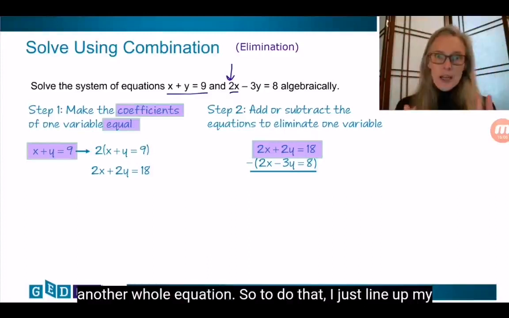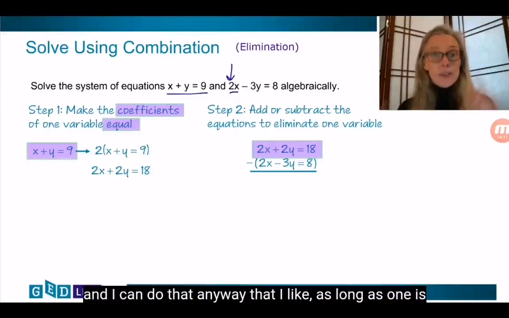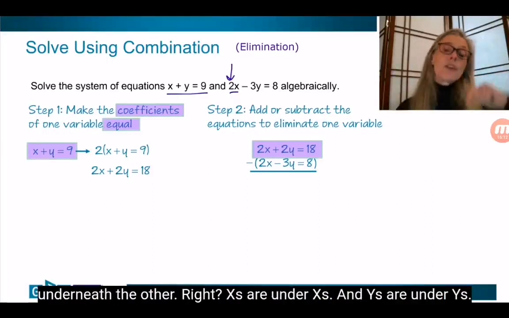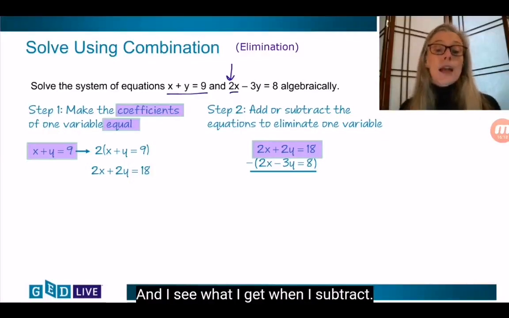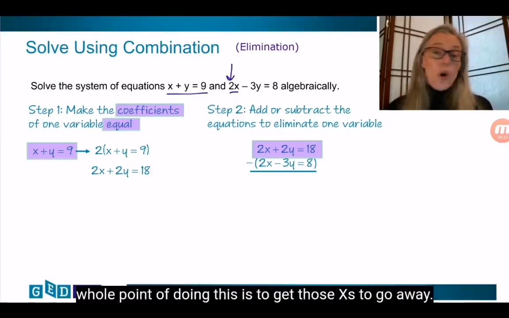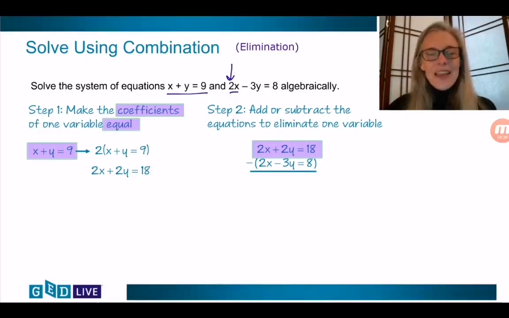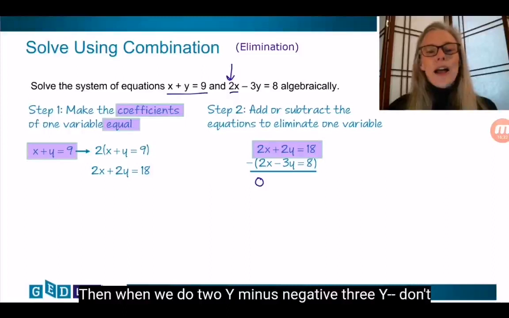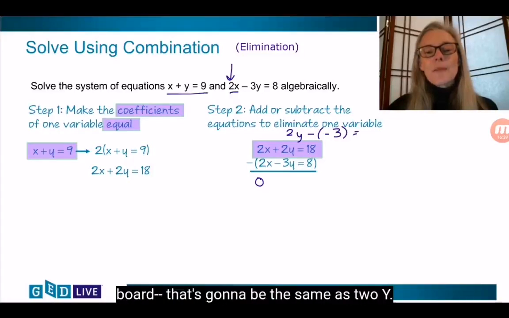So to do that, I just line up my x terms, line up my y terms, and line up my constants. And I can do that any way that I like, as long as one's underneath the other, right? x's under x's, y's under y's, and constants under constants. And I see what I get when I subtract. So just be careful, right? 2x minus 2x is 0. That's the whole point of doing this, is to get those x's to go away, right? So here we've got 0. Then when we do 2y minus negative 3y, don't forget that this is minus all the way across the board. That's going to be the same as 2y.